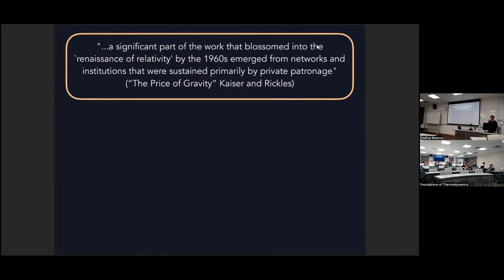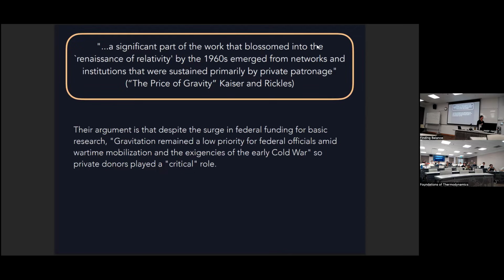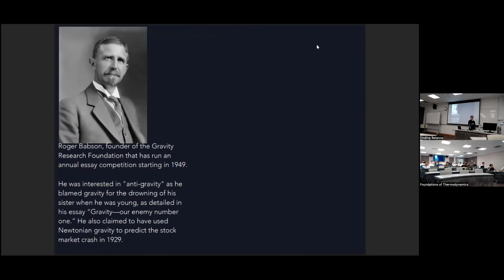In the paper, The Price of Gravity by Kaiser and Rickles, they say a significant part of the work that blossomed into the renaissance of relativity in the 60s emerged from networks and institutions that were sustained primarily by private patronage. Their argument is that despite the surge in federal funding for basic research, gravitation actually remained a pretty low priority for federal officials amid wartime mobilization and the early Cold War. So they argue that private donors played a critical role. So who are these private donors?